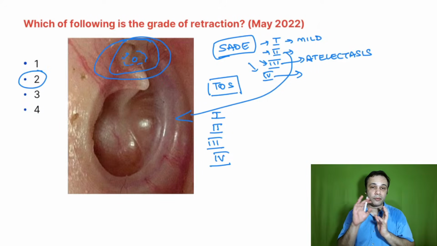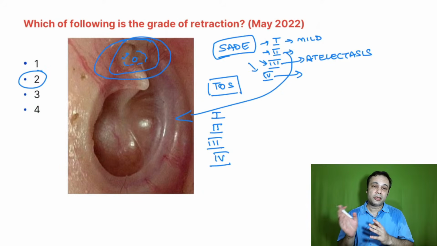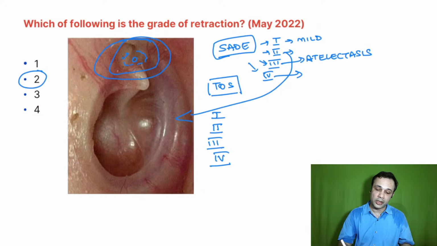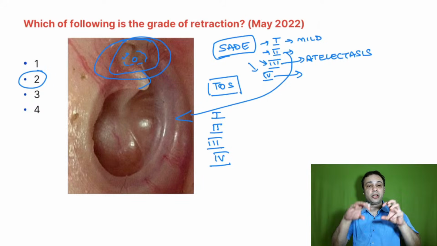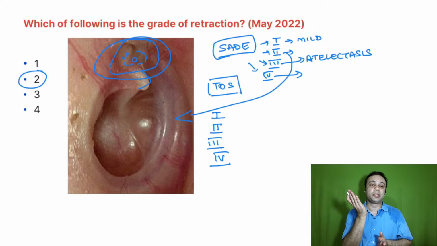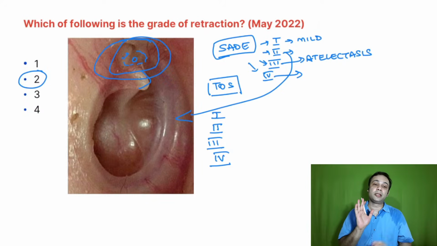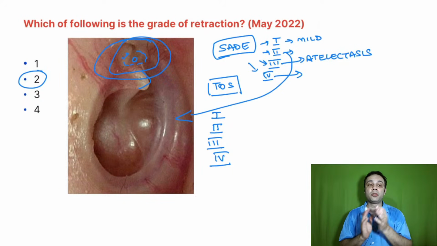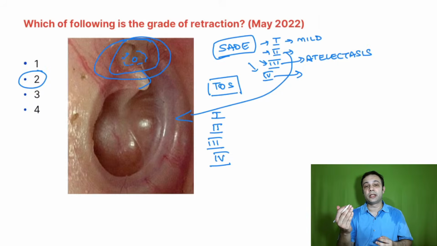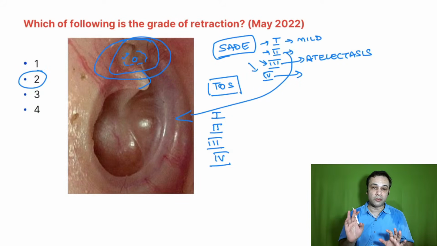SAID's classification for pars tensa, TOS classification for pars flaccida. 1 is mild distortion of the cone of light, 2 is distortion of cone of light along with prominence of lateral process of malleus, prominence of anterior posterior malleolar fold, significant retraction of the handle of malleus and prominence of the annulus. Grade 3 is atelectasis, that is the tympanic membrane is plastered onto the promontory but moves with Valsalva. Grade 4 is adhesive otitis media, that is it does not move with Valsalva.